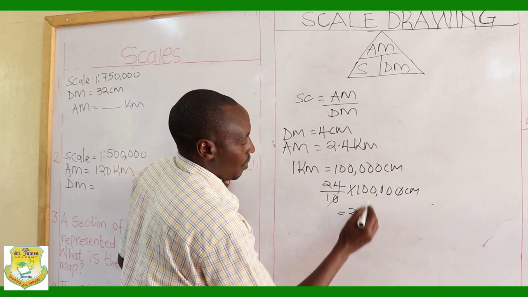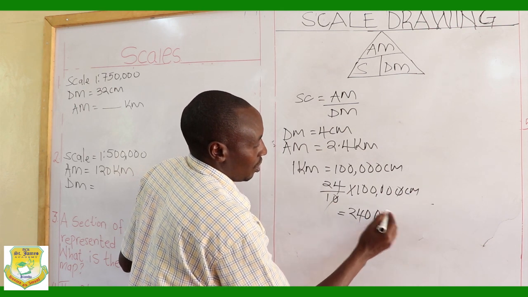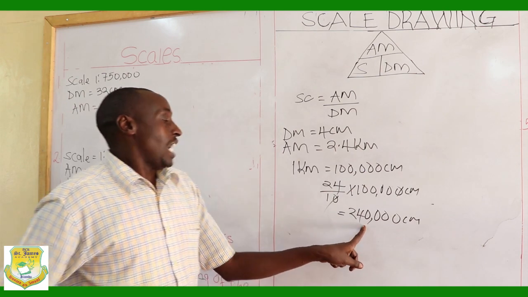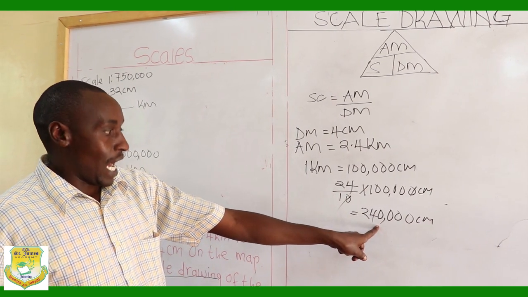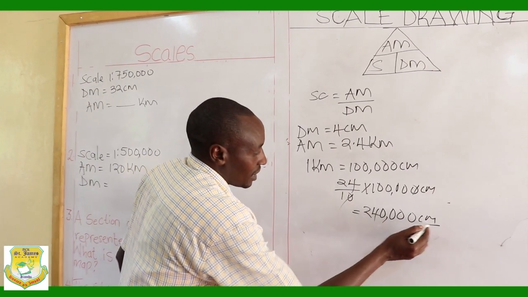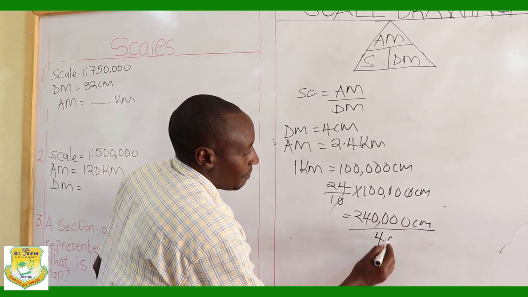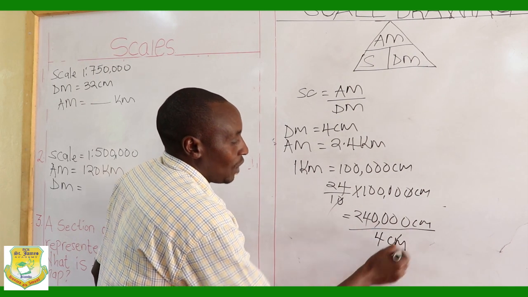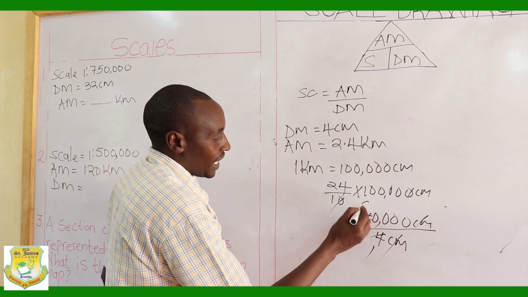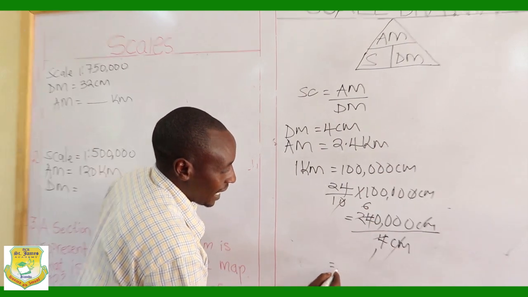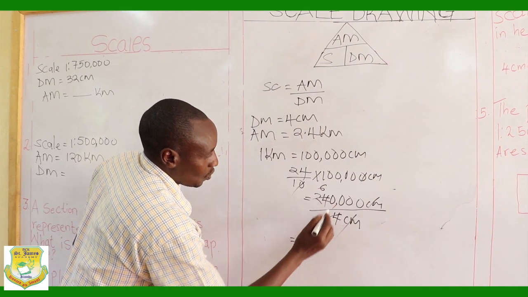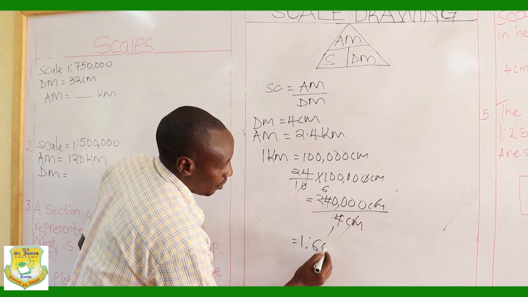These are centimeters. This is the actual measurement. And because I want the scale, I divide it by 4 centimeters. Centimeters by centimeters cancel, then by 4, 1 by 4, I get 6. So my answer is 1 is to 6.